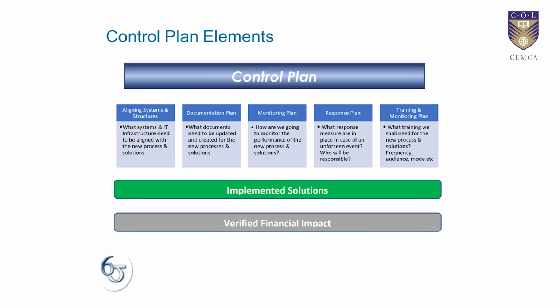The fifth and the last element of a control plan is the training and communication plan. So everything that we just talked about as part of the control plan: aligning systems and structures, documentation plan, monitoring plan, response plan, and lastly the training and communication plan. Anything that is changing in the process needs to be communicated to all the stakeholders. One is we have key stakeholders, and second we will have a list of people who will be affected directly or indirectly. The change impact analysis has to be done, and the impact results have to be communicated to everyone. They need to understand that if there is a change coming in, they need to be ready.